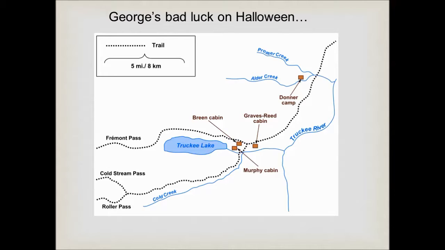And don't forget, the Donners do not know that the Reeds and the Breens and the Murphys didn't cross the mountains. The Donners think they are alone. So keep that in mind as I tell you the rest of the story.